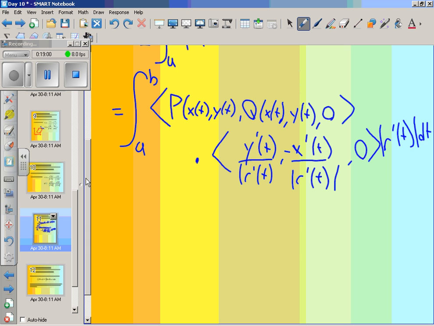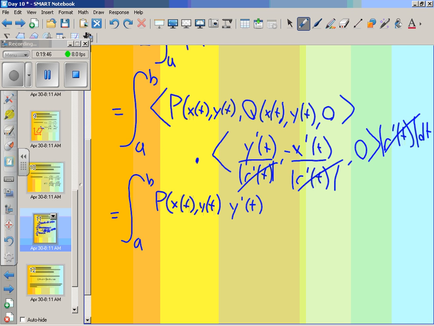Okay. So let's evaluate what this dot product is going to look like, and then we're actually going to switch back into this being a line integral. Okay, so when we do the dot product, we're going to have P of x of t, y of t, times y prime of t. And notice that this is over the magnitude of r prime of t. Both of these components are over the magnitude of r prime of t, but we're multiplying by the magnitude of r prime of t, so all of these are going to cancel. That works out really well. And then we're going to have minus Q of x of t, y of t, times x prime of t.